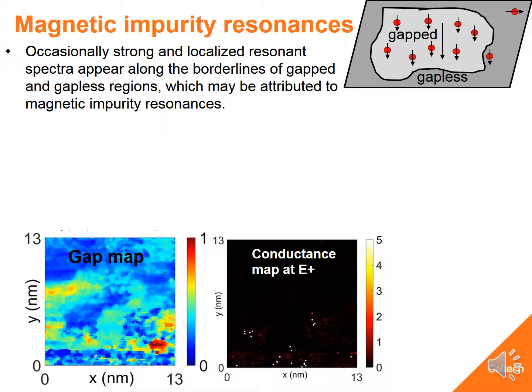For a minority of spectra located only in gapless regions at zero magnetic field, we also observe spectral resonances resulting from magnetic impurities. These long-lived resonances are highly localized in size and are believed to be isolated chromium atoms diffused from the underlying chromium-doped layer to the interface.